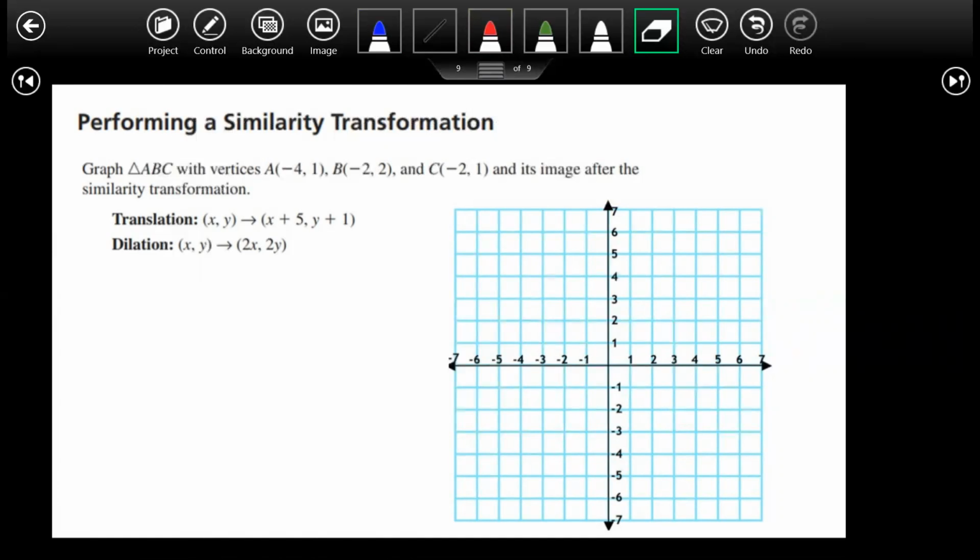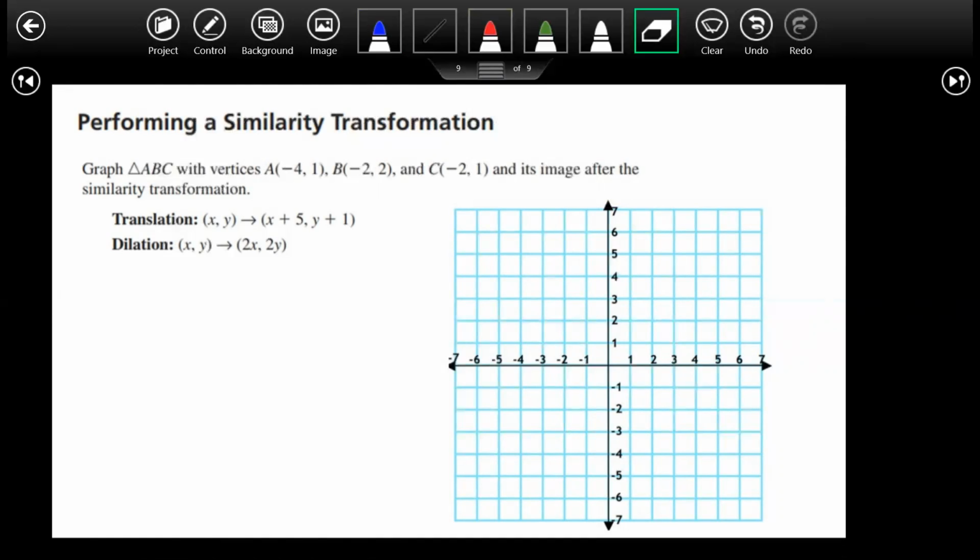Because it's giving us a pre-image of A, B, and C, and it's telling us to do two different types of transformations. What are those two transformations? A translation, then a dilation. So we're going to do one after the other. Just read it like a book. Go from the top of the list down to the bottom of the list. Okay? And we're going to do just that.